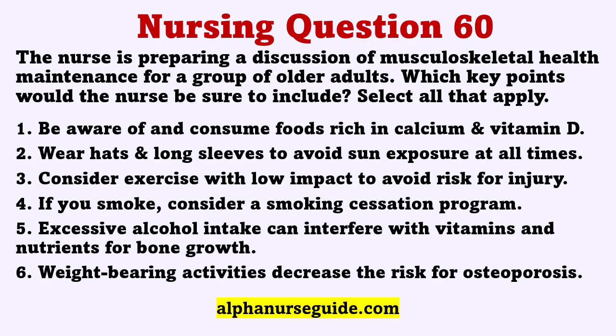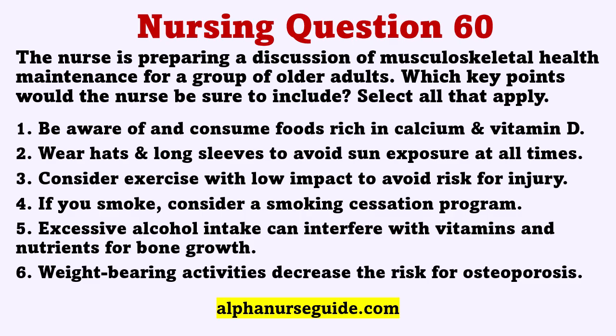The nurse is preparing a discussion of musculoskeletal health maintenance for a group of older adults. Which key points would the nurse be sure to include? Select all that apply. 1. Be aware of and consume foods rich in calcium and vitamin D. 2. Wear hats and long sleeves to avoid sun exposure at all times. 3. Consider exercise with low impact to avoid risk for injury. 4. If you smoke, consider a smoking cessation program. 5. Excessive alcohol intake can interfere with vitamins and nutrients for bone growth. 6. Weight-bearing activities decrease the risk for osteoporosis.